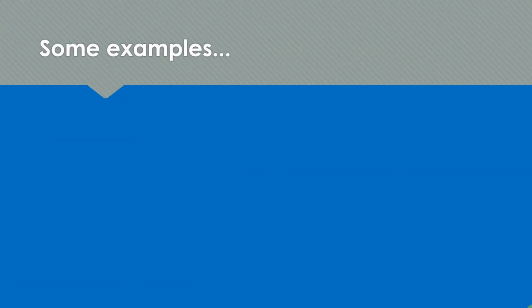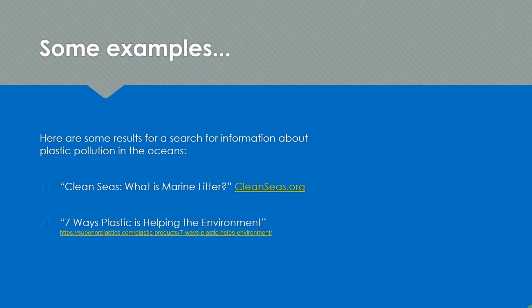Let's have a look at some examples. When I did a Google search for plastic pollution in the oceans, here are some results that I found. Often when we're trying to figure out this information, we'll look for an about page on the website or something similar to try to find out all that information about the author and the website's agenda. So let's go to this first example. This was a page called "What is Marine Litter?" from a website called cleanseas.org. Let's have a look at that and see what it looks like.